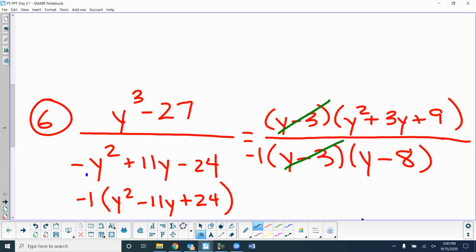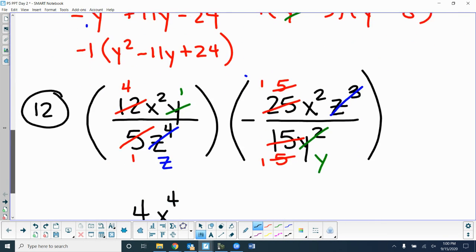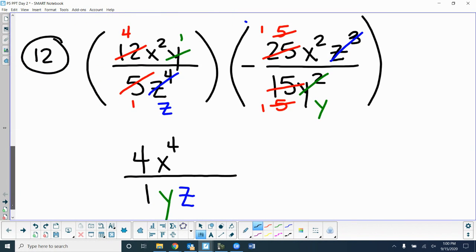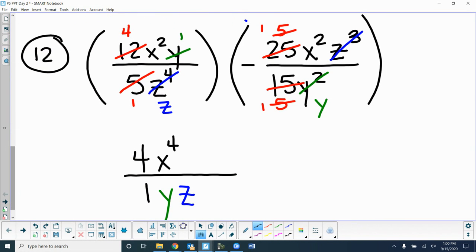Don't forget the negative 1 and the y minus 8 in the bottom. That was 6. All right, number 12 is right here. This is easier because there's no pluses and minuses in this. So there's no factoring you have to do.